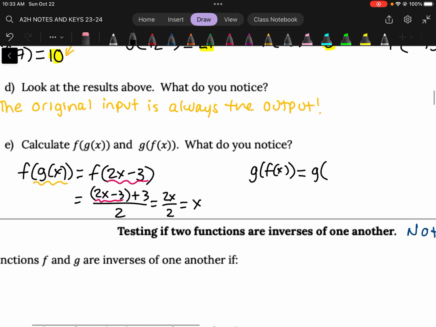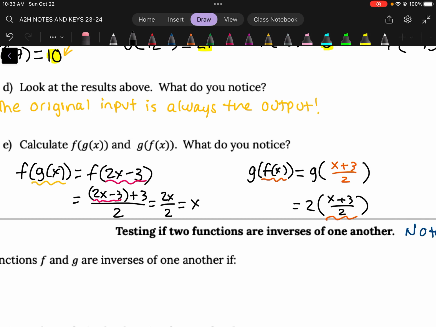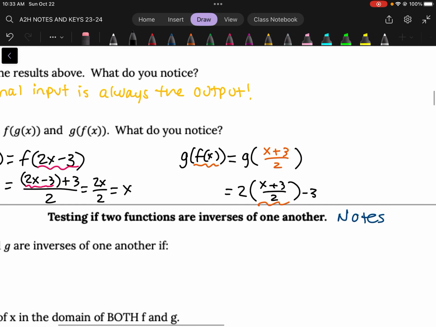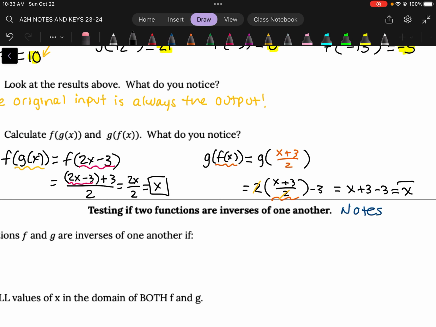All right. So this time we're going to take g, and inside of g we're going to take f of x, which is x plus 3 over 2. And we're going to apply g of x to that inner function there, x plus 3 over 2. We got minus 3. Look what happens with the 2 and the 2 there, right? You have 2 times x plus 3 over 2, but we can really say that those 2's cancel, right? And you're left with x plus 3 minus 3. Wow, that equals x as well.